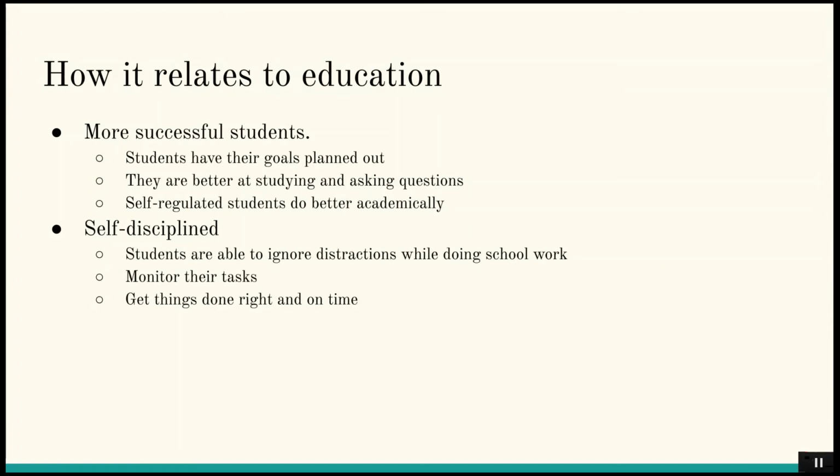So how does this theory relate to education? This self-regulated theory can create more successful students. Students that have their goals planned out are better at studying and asking questions. And asking questions is really important because often students have trouble understanding something in class but don't like asking questions because they're scared to maybe look dumb in front of their classmates. But overall, self-regulated students do better academically.